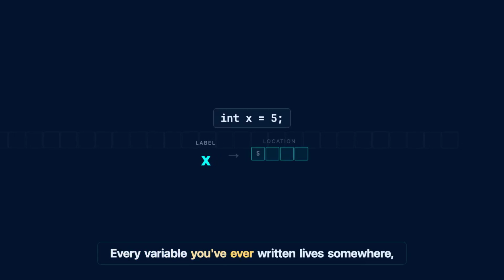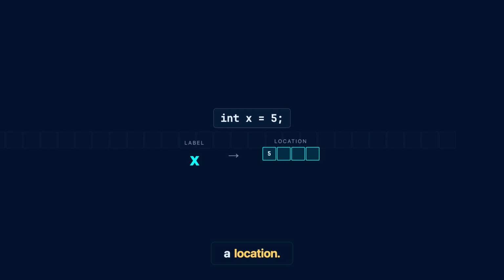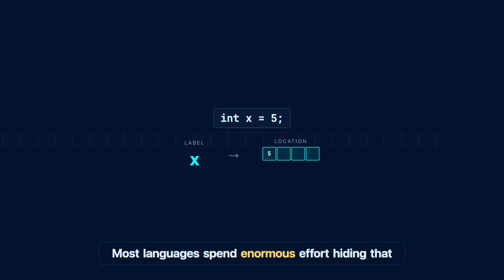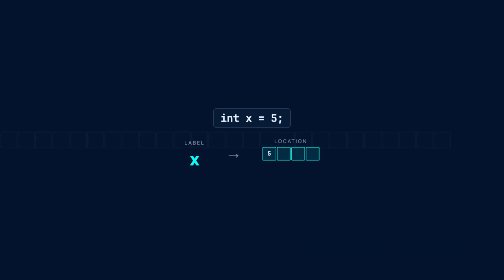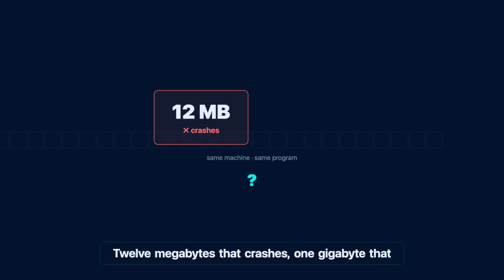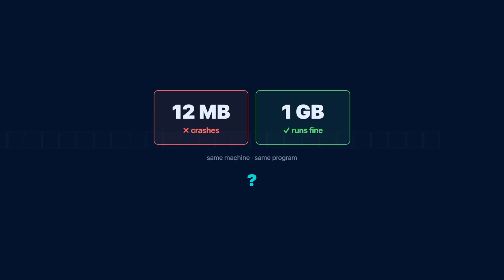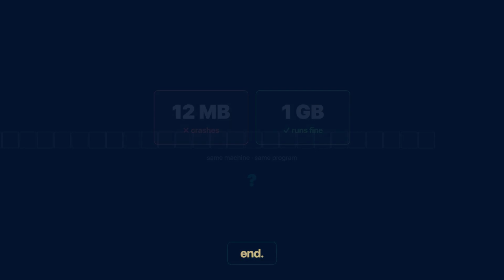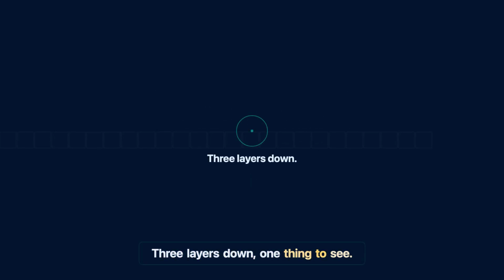Every variable you've ever written lives somewhere, a location. Most languages spend enormous effort hiding that location. C++ hands you the address, and here's the one to wait for. 12 megabytes that crashes, 1 gigabyte that runs fine. Same machine, same program. Hold that, we come back to it at the end. 3 layers down, one thing to see.